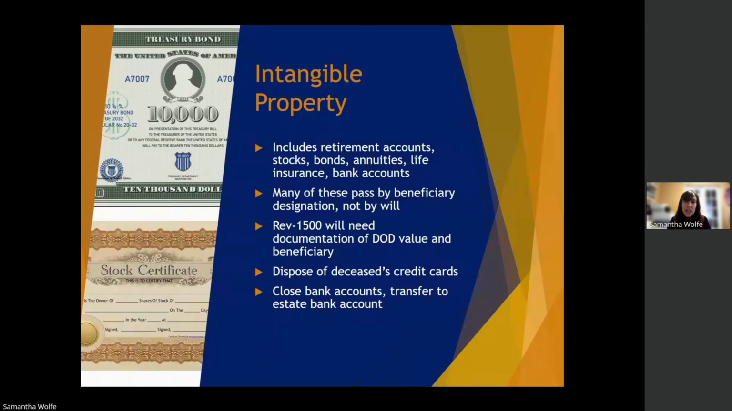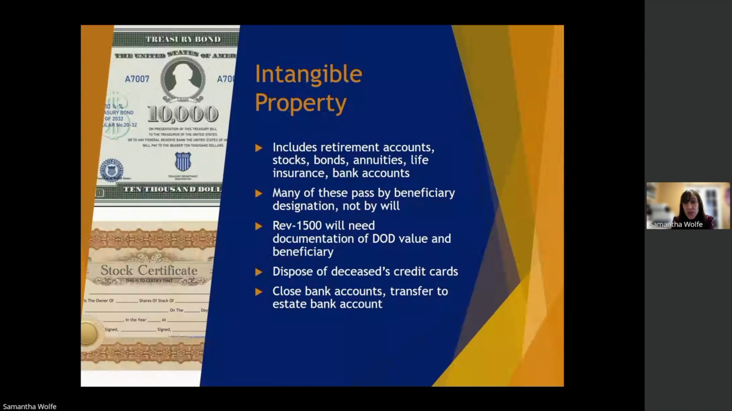Let's talk about intangible property. So this would be retirement accounts, stocks, bonds, annuities, life insurance, bank accounts, all that good stuff. Many of those are going to pass by beneficiary designation, not by the will. But there still might be inheritance tax. So even if it doesn't pass by the will, you might be reporting on the inheritance tax return and you need that documentation that shows the date of death value and the beneficiary.